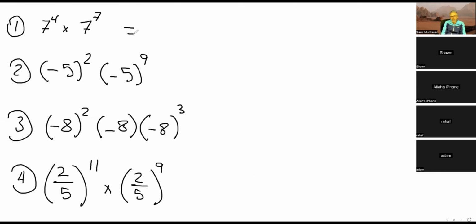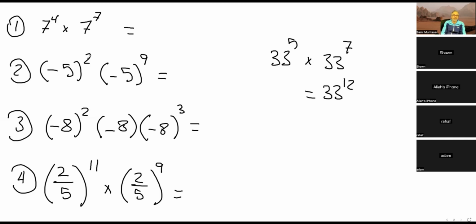So just give me all these answers in exponential form. And what do I mean by exponential form? I mean, if I have 33 to the power of 5 times 33 to the power of 7, I just write the answer as 33 to the power of 12. So answer all these 4, and then I'll give you more questions.